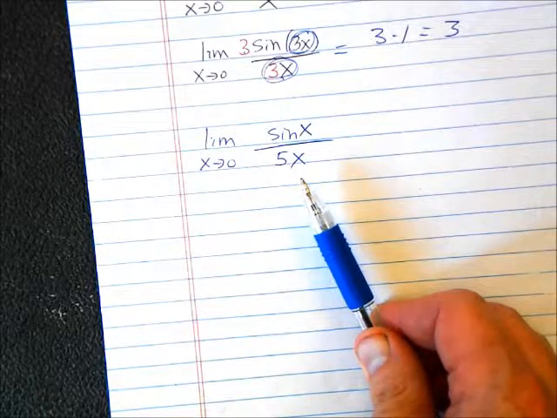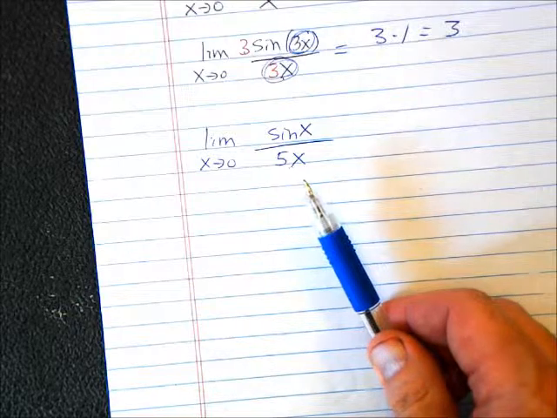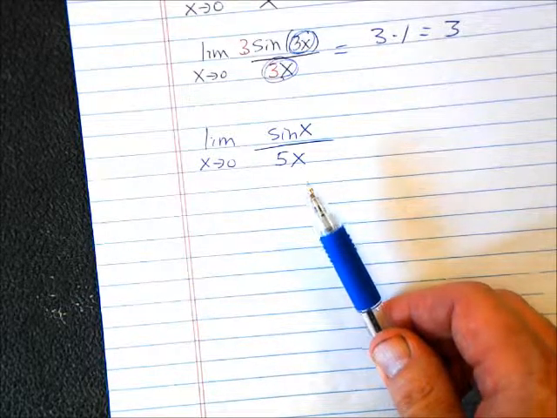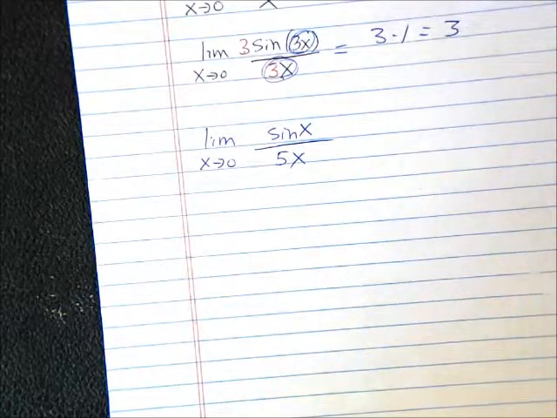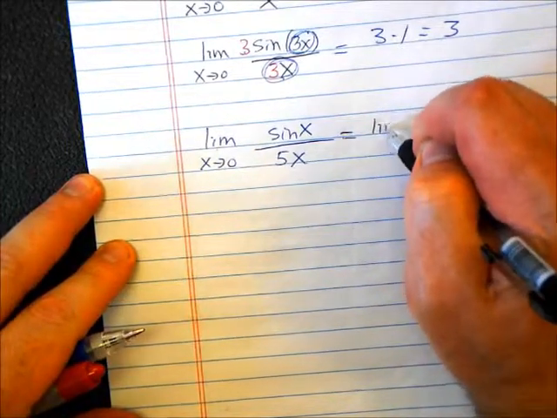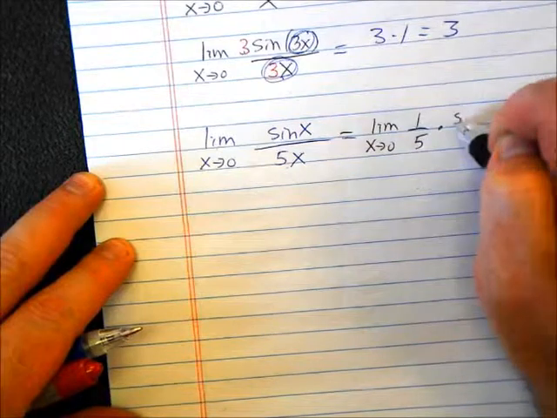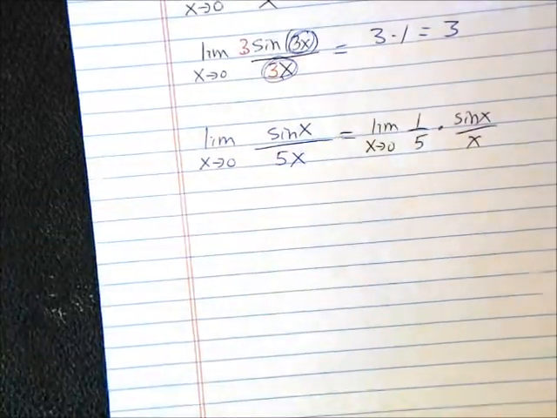I got to get rid of the 5. How do I get rid of the 5? Divide by 5, and then if I divide by 5, I also have to divide sine x by 5. I'm not sure what that's going to do. This one's actually easier. Here's all I'm going to do. I'm going to write this as limit as x goes to 0 of 1/5 times sine x over x. Are those the same thing?